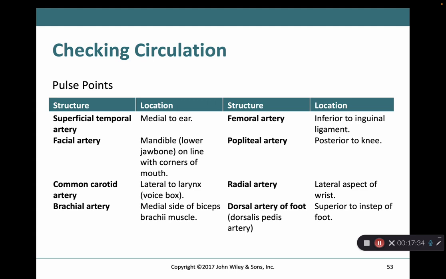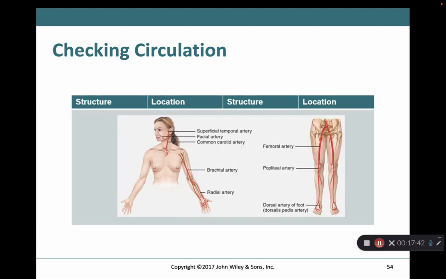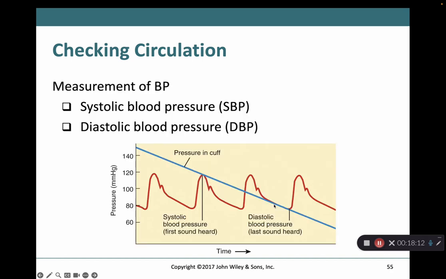Pulse points, so we can check our circulation, make sure blood is pumping through these pulse points. We have these different arteries where you can check. Commonly, it's checked through the radial artery, right below where the thumb is in the wrist, and the common carotid artery in the neck. We can also check it through the facial artery, superior temporal artery, and brachial artery. This is how the blood pressure cuff tests your blood pressure. Femoral artery, popliteal artery behind the knee, and dorsalis pedis artery.